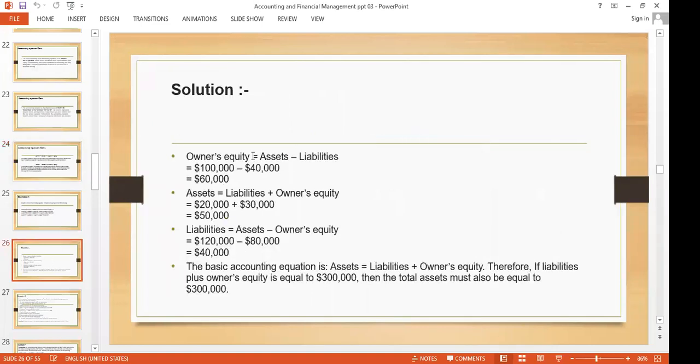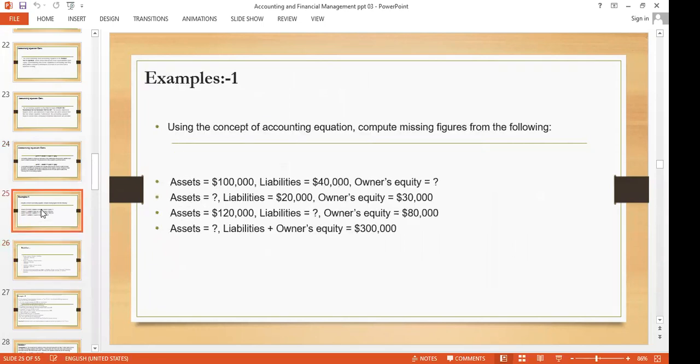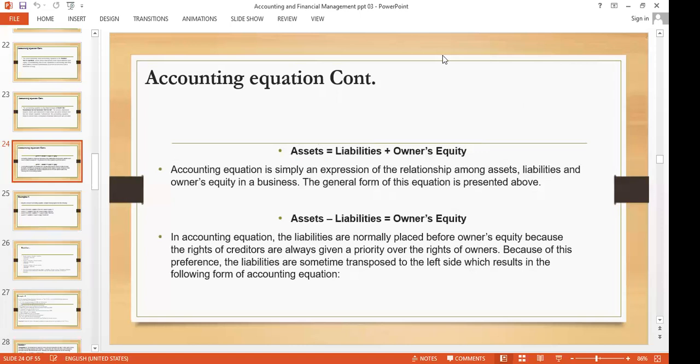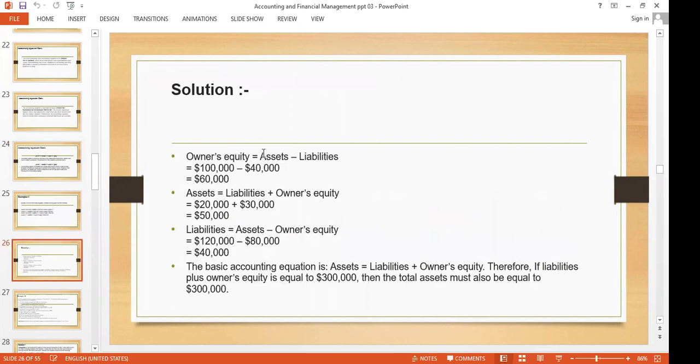This is the answer. Assets 100,000, liabilities 40,000. We find the owner's equity using this equation. Given the assets amount and the liabilities amount, we want to find the owner's equity. Owner's equity equals assets minus liabilities. Assets 100,000 minus liabilities 40,000, and we get owner's equity of 60,000.